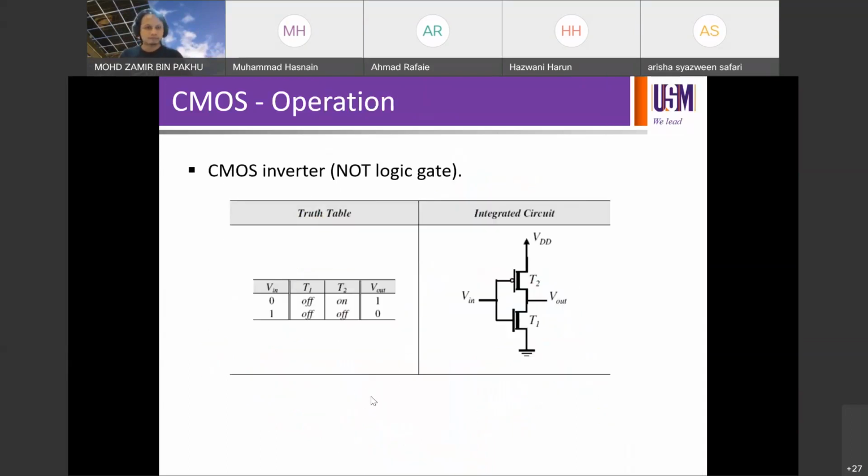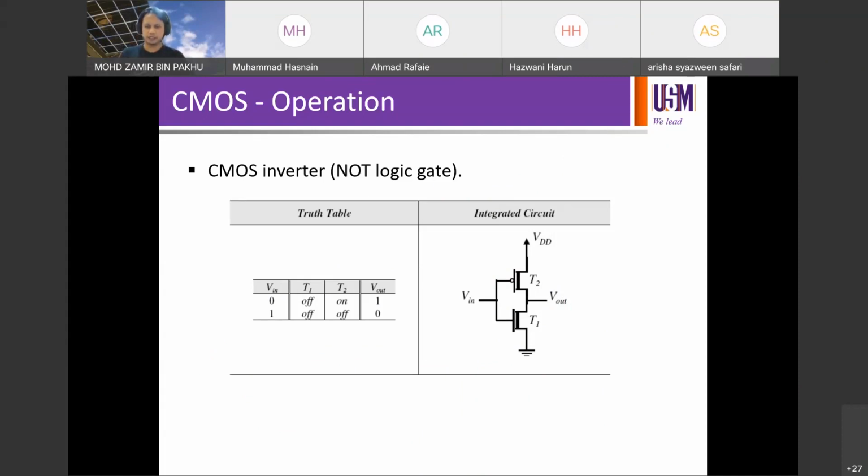So that's the thing. When you talk about CMOS, this is just a simple example for you to appreciate the operation of a CMOS. CMOS can be an inverter or a NOT logic gate. You have learned in digital electronics, right? If you input 0, you're going to get 1 at the output, and if you input 1, you're going to get 0 at the output. You learned that in first year, didn't you?